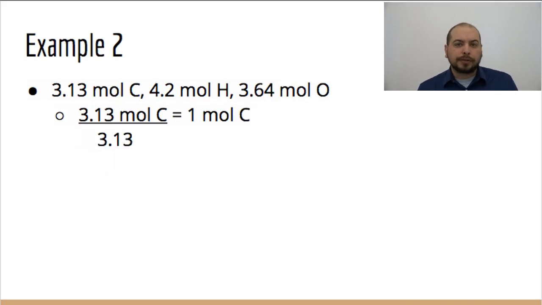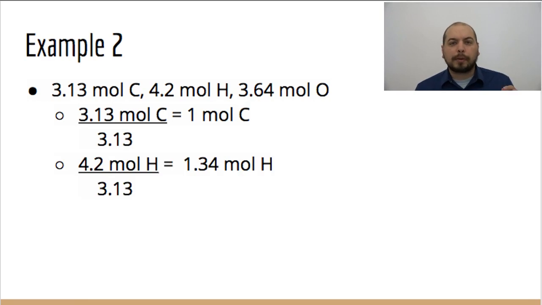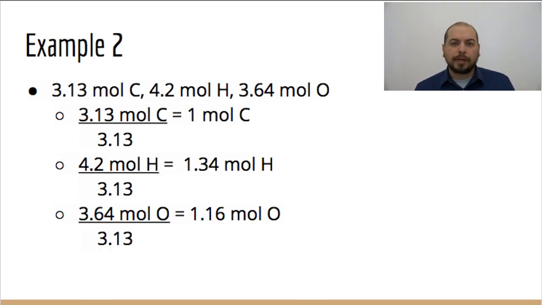Now when we do this, you'll notice that not every result is an even number. Empirical formulas, remember, must be whole numbers, which means we're going to have to multiply. Now, this one's tricky because you can see that we have numbers that don't really look clean. Carbon's 1, obviously, because we divided it by itself, but the hydrogen is 1.33, and the oxygen's 1.16. These are kind of weird numbers.